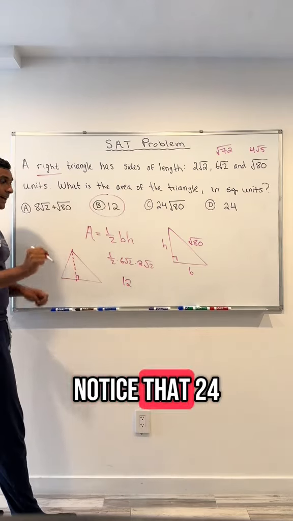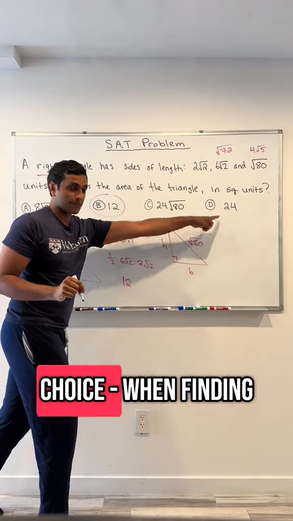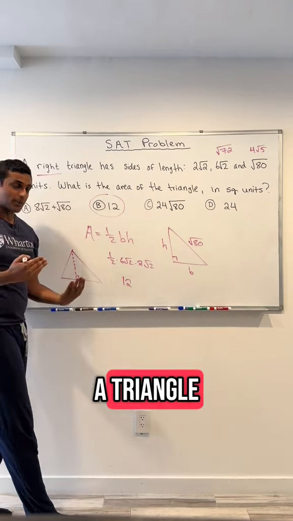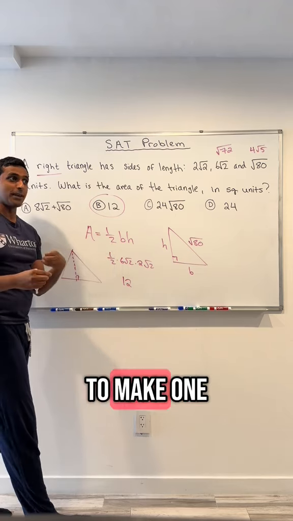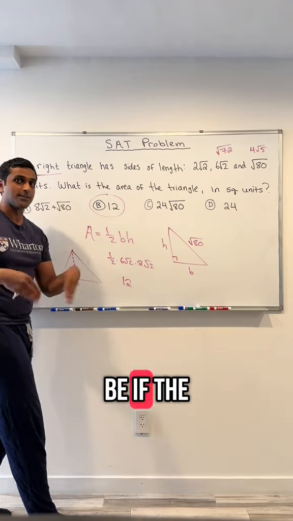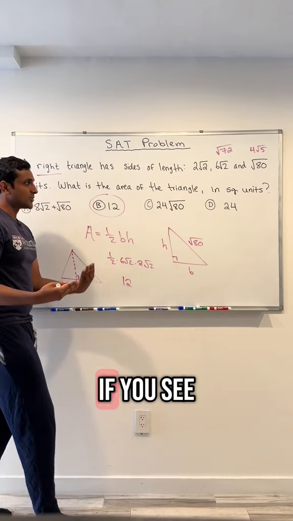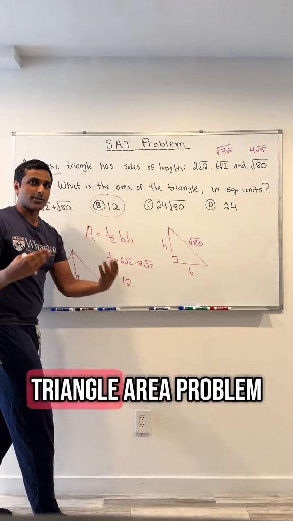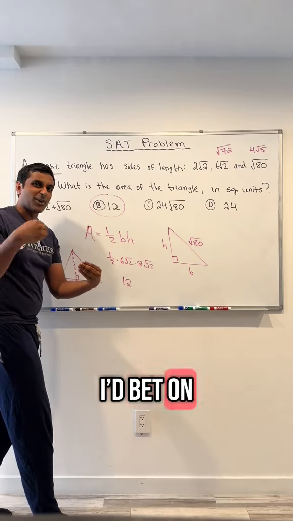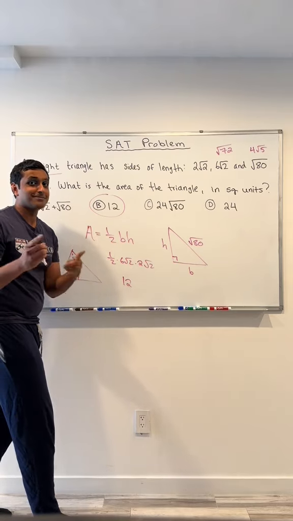Now notice that 24 is also an answer choice. When finding the area of a triangle, students often forget this 1/2 term. So test writers love to make one of the answer choices what it would be if the student forgot the 1/2 term. So if you see 2 answer choices and one of them is half the other one, and it's a triangle area problem, I bet on the one that's like 1/2. See you next problem.